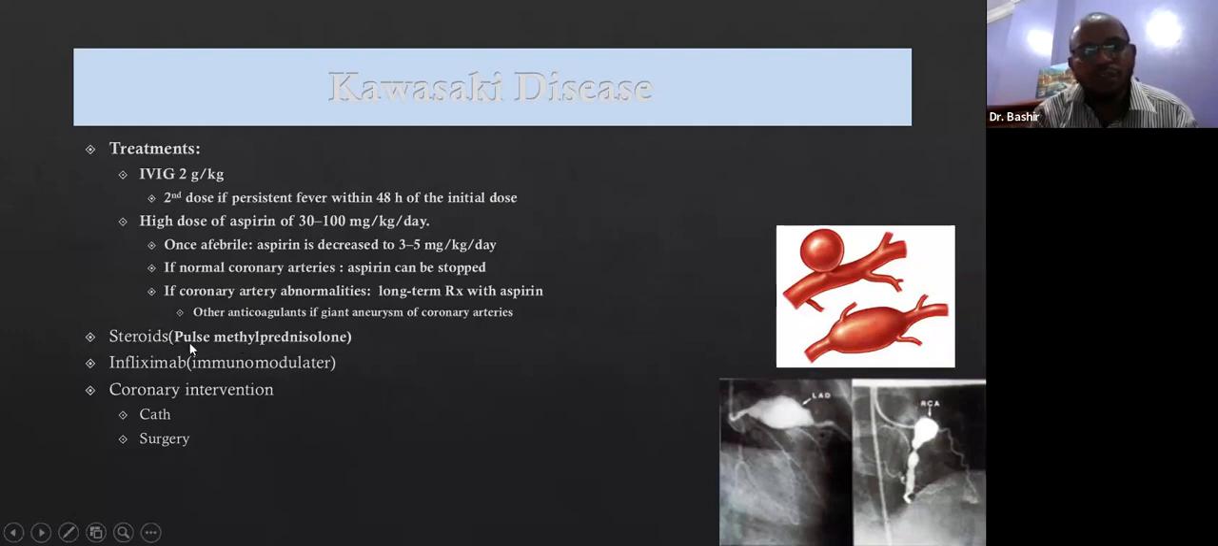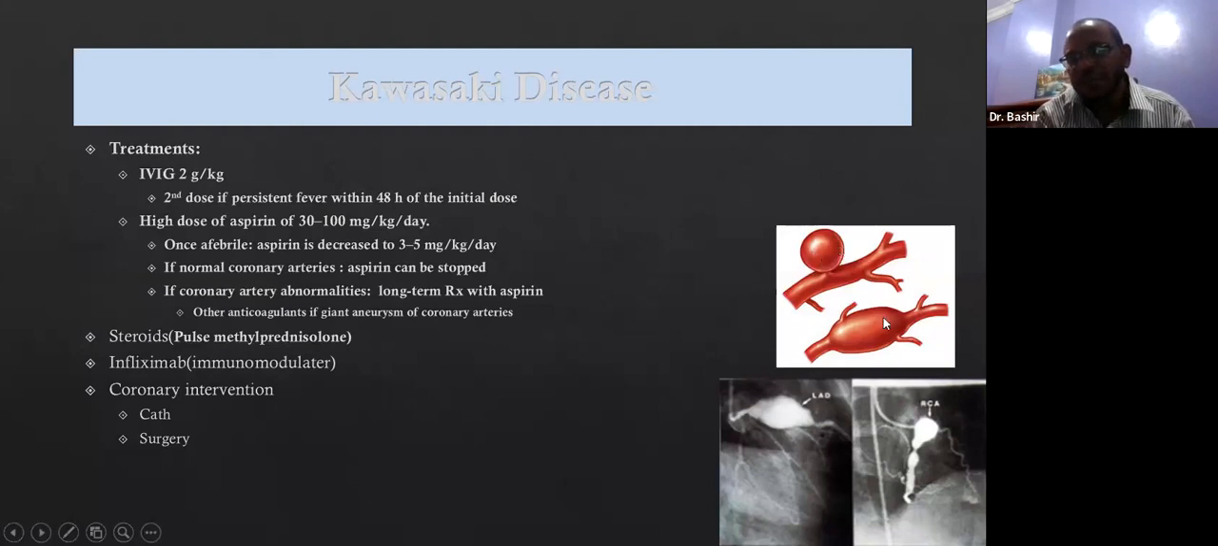to think of steroid. You have to give pulse methylprednisolone. And even sometimes we go to an immunomodulator like infliximab. And sometimes if it is very giant and the child has ischemia, we can do coronary intervention by cath or surgery.